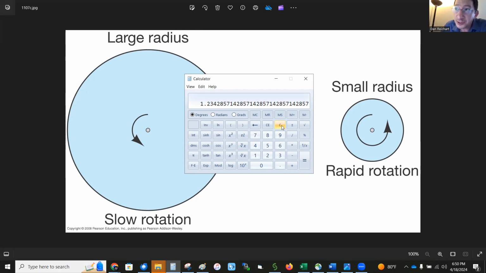And in a special circumstance, they can actually speed up to incredible speeds with very, very tiny periods, much smaller than this, millisecond pulsars. But we'll talk about that in a separate video.